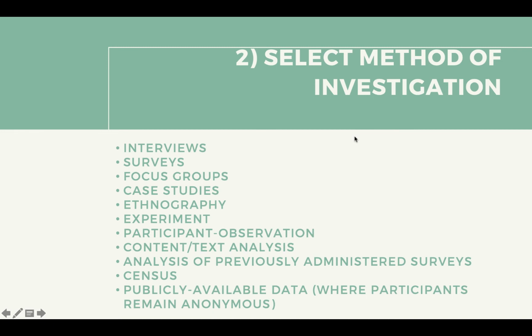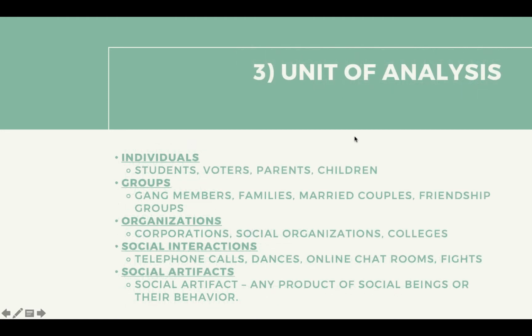The level of participantness depends on the researcher. You can be more of a participant or more of an observer. Content text analysis uses prior surveys or publicly available data. If you're using secondary analyses, you're kind of stuck with the unit of analysis that exists for those data. But if you're collecting primary data, doing direct observations, then you have the choice of what your unit of analysis is going to be.